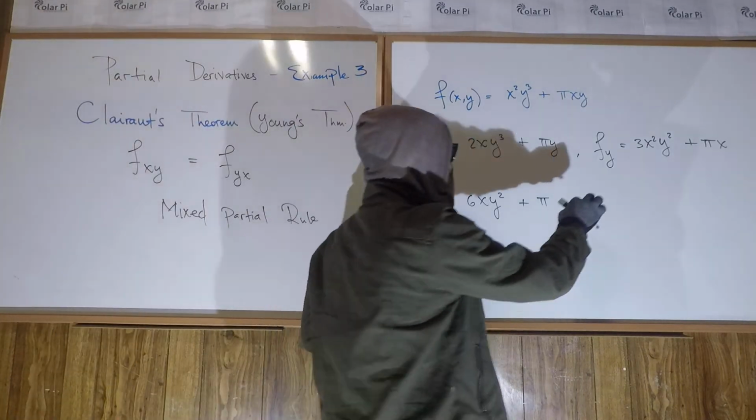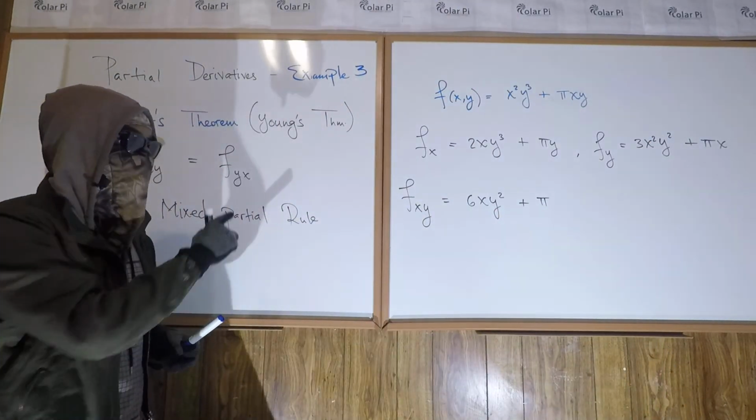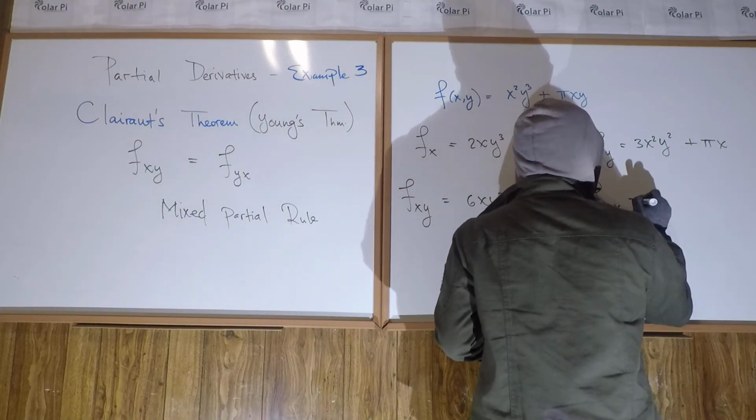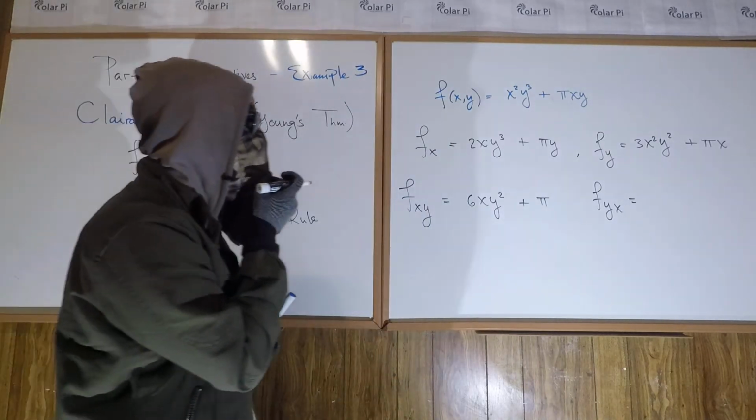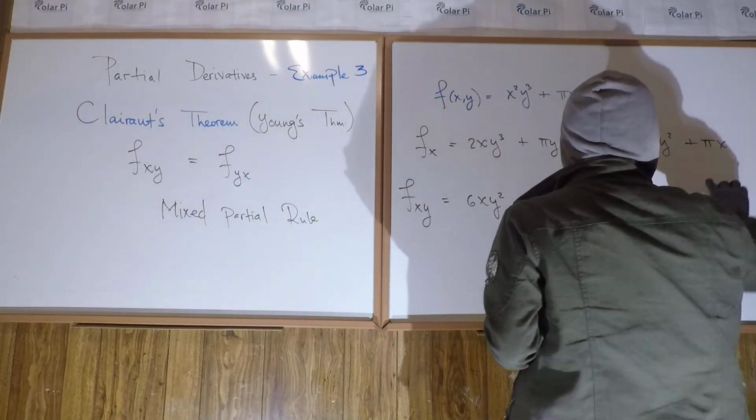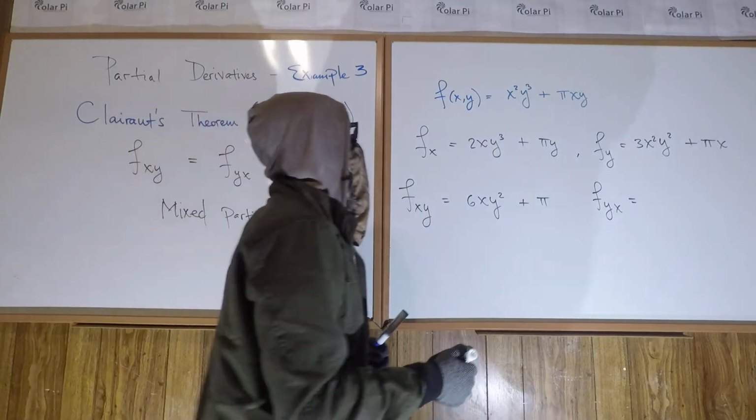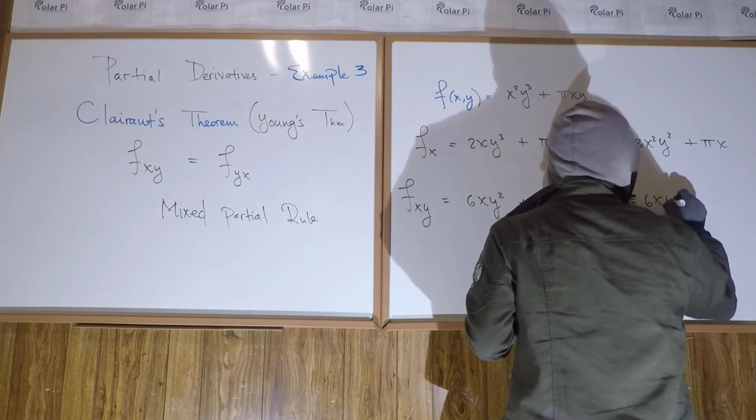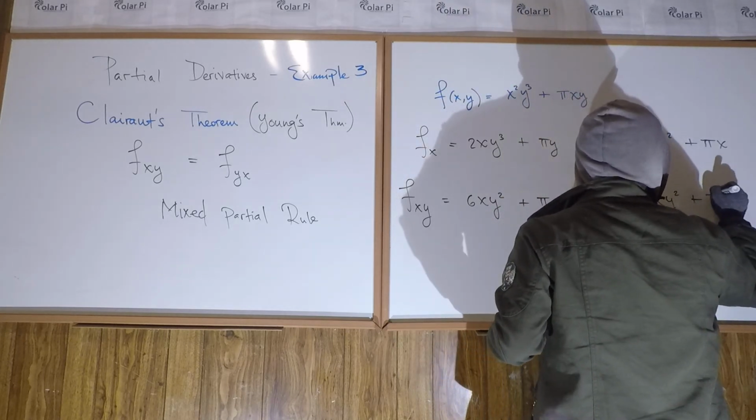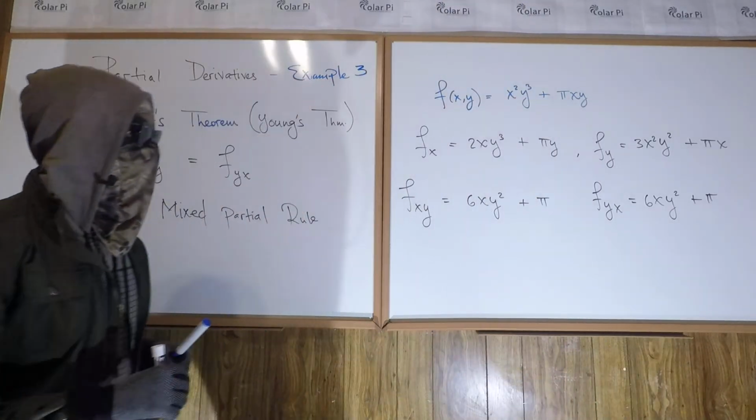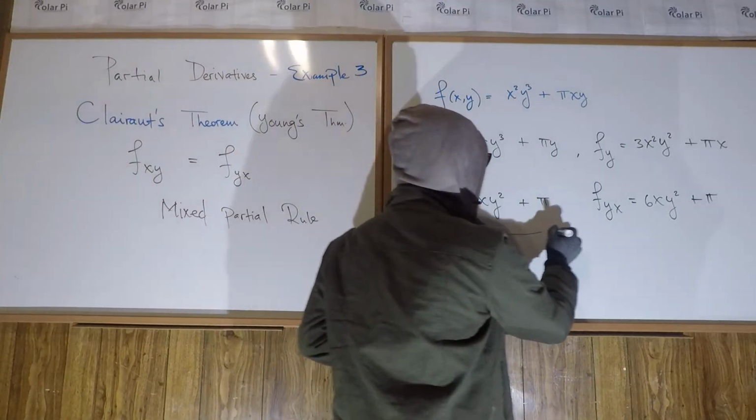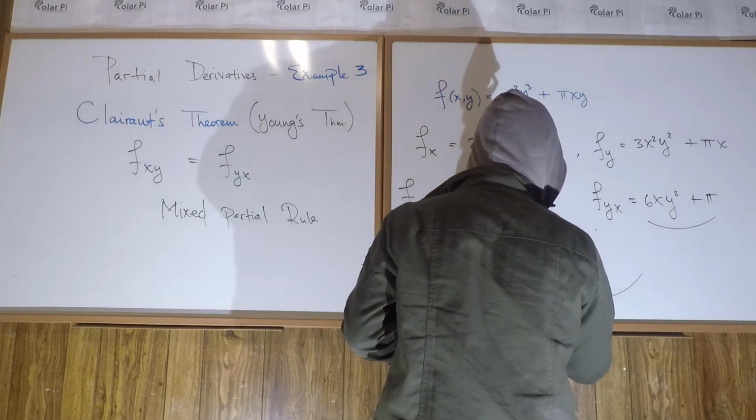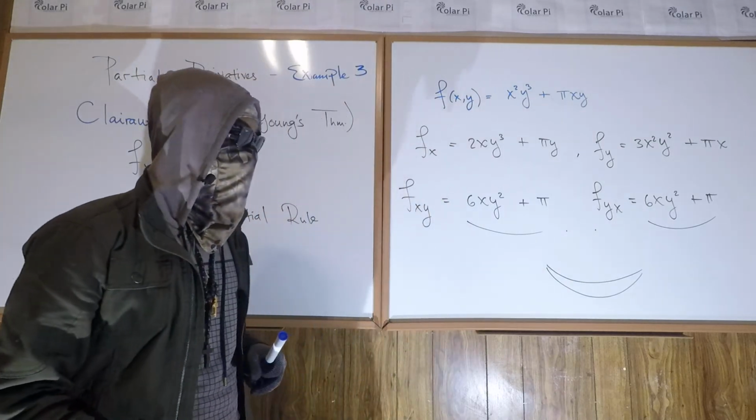Moment of truth. So this best end up in the same place if Clairaut and Young aren't lying, right? So fyx. Well, what's that? Over here, we treat the y's and the constants as constants. So that'd mean 6xy squared plus pi. 6xy squared plus pi, 6xy squared plus pi. So we are happy.